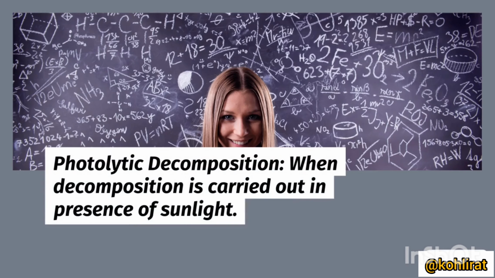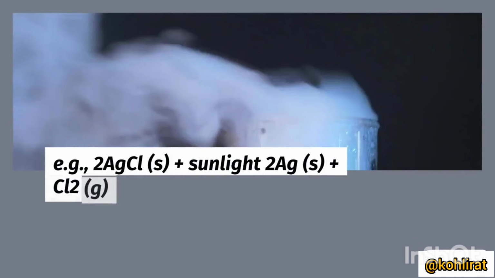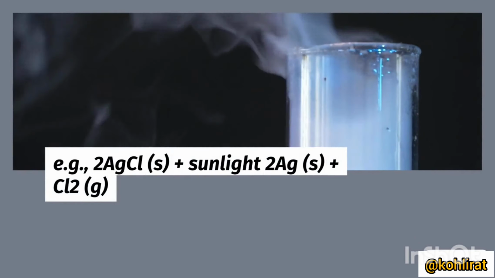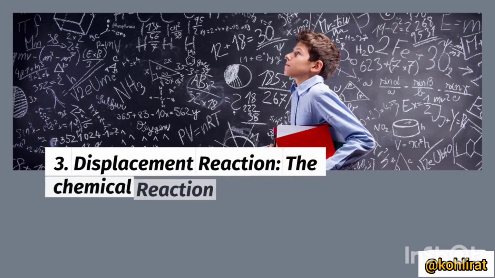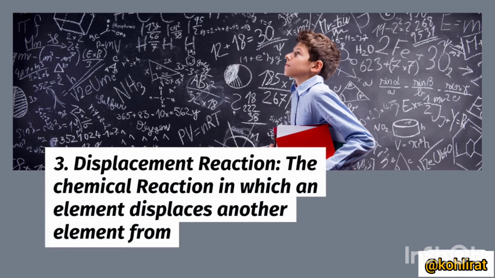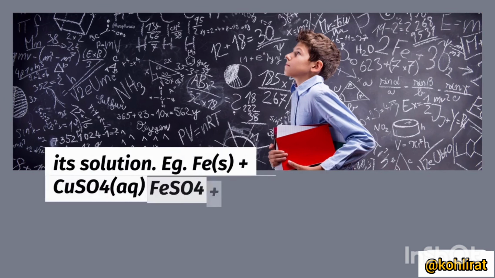Photolytic decomposition, when decomposition is carried out in the presence of sunlight. Example, 2AgCl(s) + sunlight → 2Ag(s) + Cl2(g). 3. Displacement reaction. The chemical reaction in which an element displaces another element from its solution. For example, Fe + CuSO4 → FeSO4 + Cu.